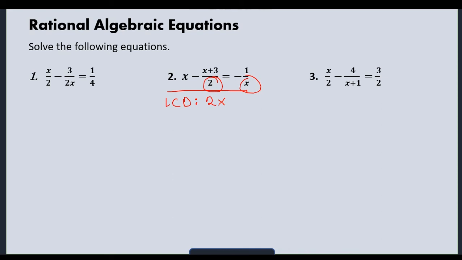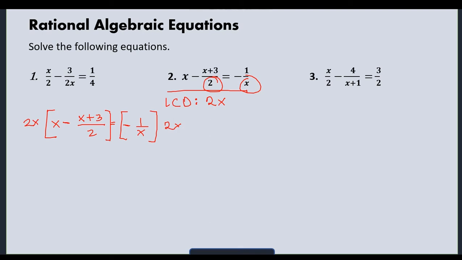So for number 2, our LCD is 2x. So now let's copy our problem. Let's have here x minus (x plus 3) over 2 equals negative 1 over x. Multiplying both sides, rather, the second step. Since the first step is getting the LCD, then the second step is multiplying both sides by the LCD, which is 2x.